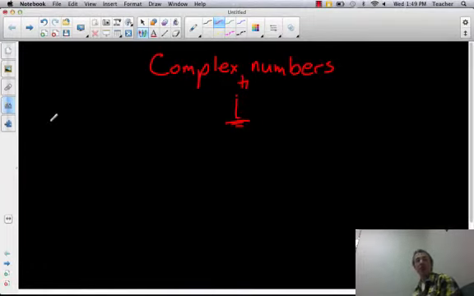Hello, so today we're going to be going over complex numbers and the number i. Wow, that sounds stupid, doesn't it? The number i. Well, i doesn't stand for anything other than the imaginary unit. Well, what is the imaginary unit? i simply equals the square root of -1.